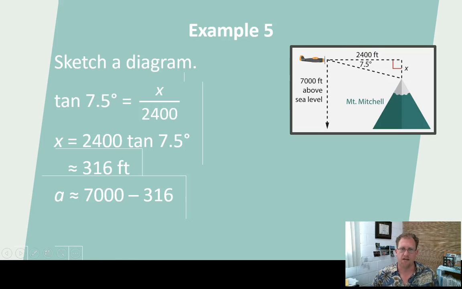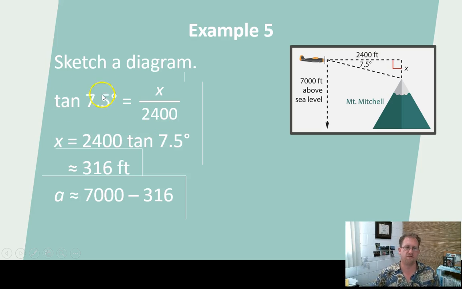Here's a neat application of this concept. You're in a survey airplane flying at exactly 7,000 feet, and you sight to the top of the mountain. You discover that it's a 7.5 degree angle of depression, there's a neat vocabulary word, from your horizontal to the peak of Mount Mitchell. And then you fly another 2,400 feet, and then you're immediately over the mountain. So how tall is the mountain?